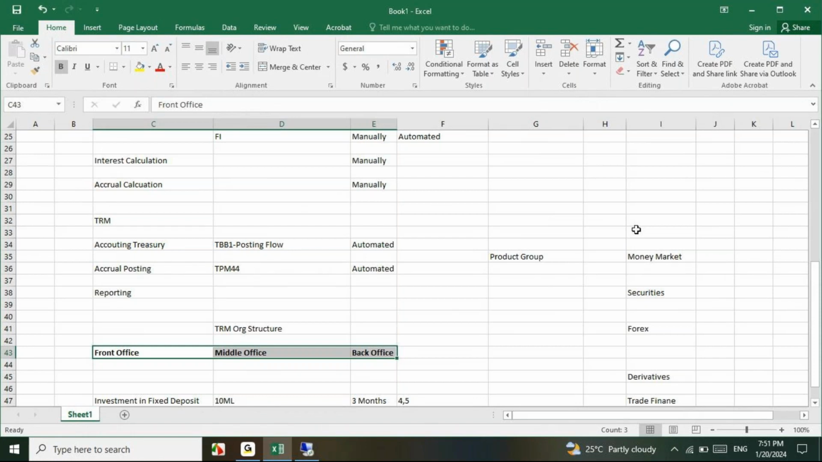Similarly, it is not only about the accounting, it talks about the entire business processes, accounting, and reporting. Clear?